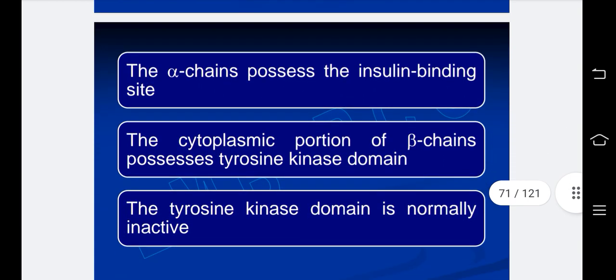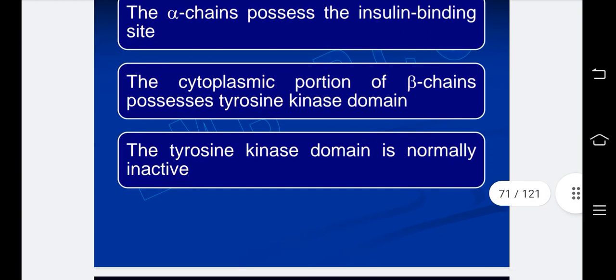So the alpha chains possess the insulin binding site. The cytoplasmic portion of beta chain possesses tyrosine kinase domain. The tyrosine kinase domain is normally inactive.